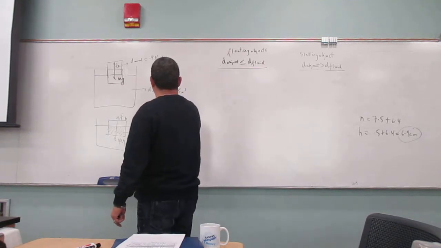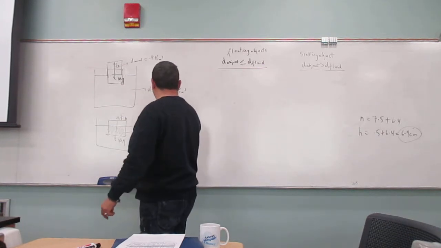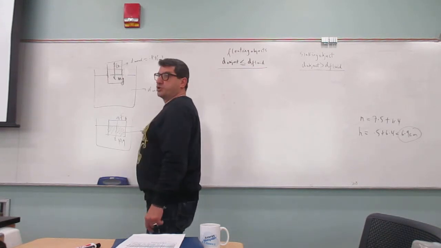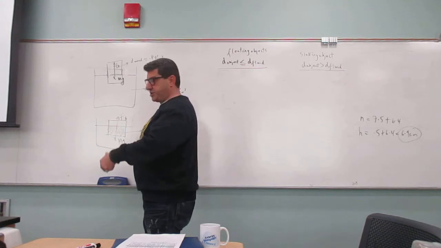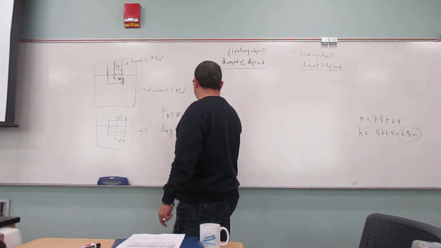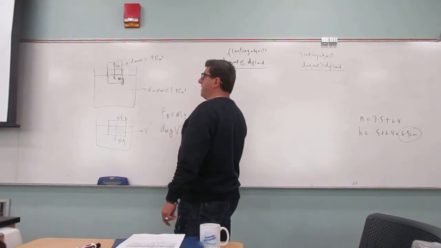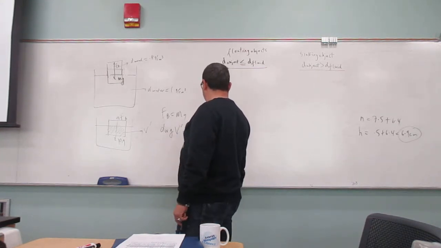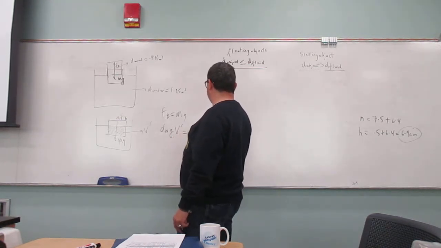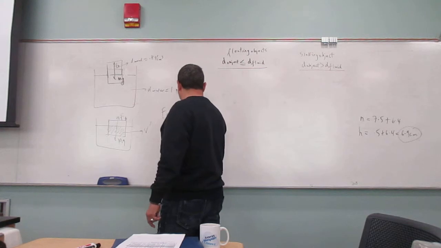So what's FB? FB is equal to the weight of the displaced water, which is the density of the water times gravity times the volume of the portion of the object that's under the water. What's the mass of the object? The density of the object times gravity times the total volume of the object. So this is the density of the water, gravity times V prime, equal to the density of the object, gravity times its volume. When they're equal, the object floats. Gravity cancels.